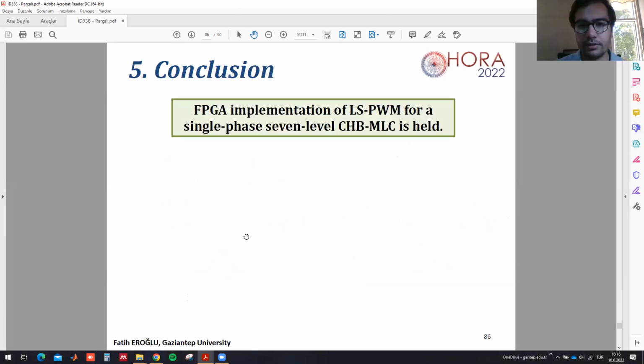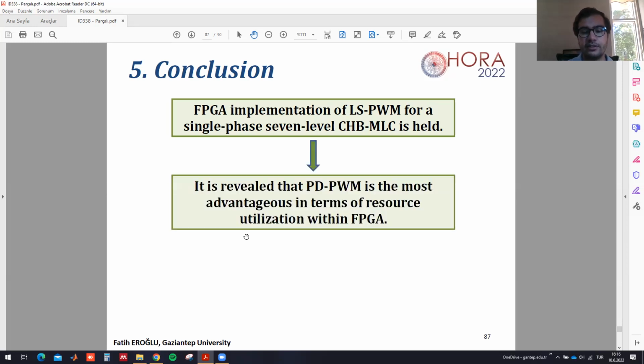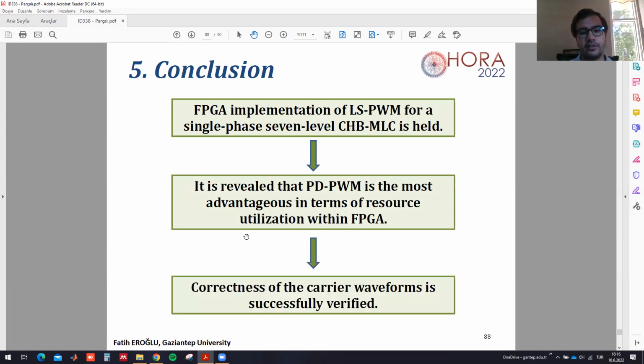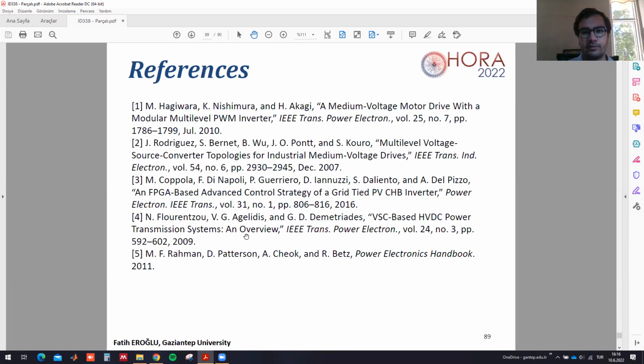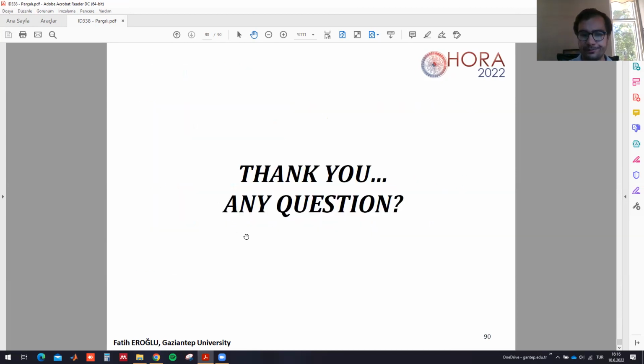So to conclude, in this paper, an FPGA implementation of level-shifted PWM for a single-phase 7-level cascaded H-bridge multilevel converter is carried out. And it is revealed that PD-PWM is the most advantageous in terms of resource utilization within the FPGA. And we verified the correctness of the carrier waveform successfully with the help of the Vivado simulator. So these are my references, and thank you. That's the end of my presentation.